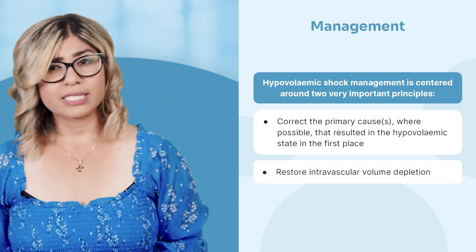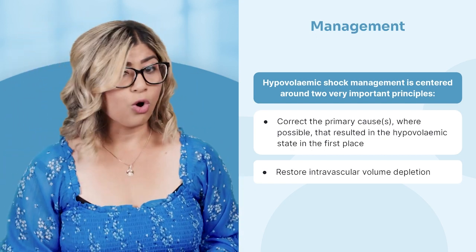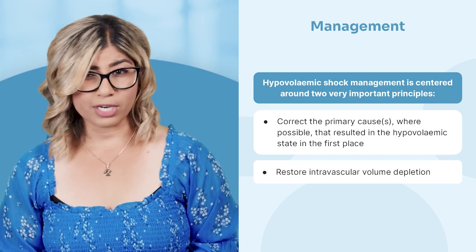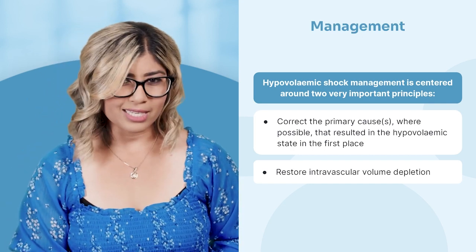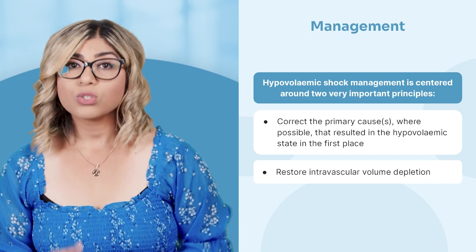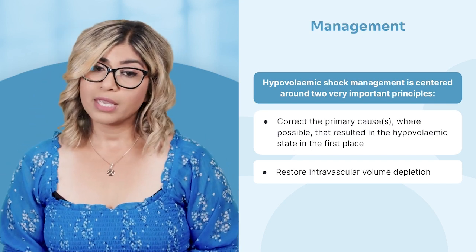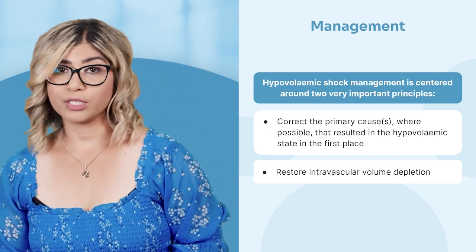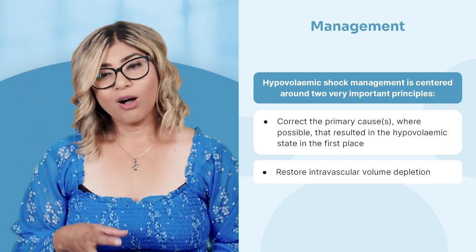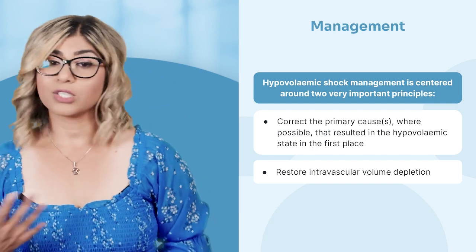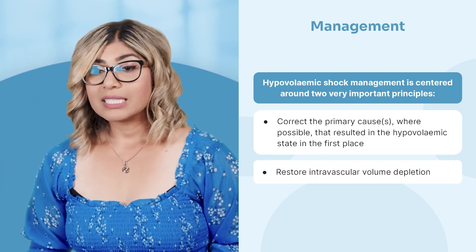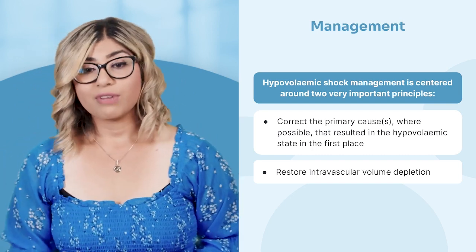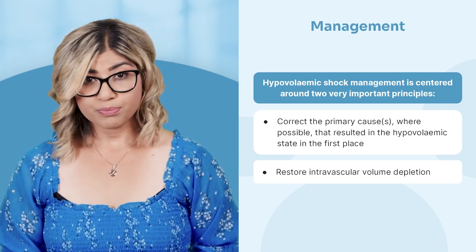In regards to correcting the primary cause when dealing with whole blood loss, this is relatively straightforward while not always easy. It comes down to finding the source of the bleed and stopping it. However, conditions that predispose the patient to plasma fluid losses due to third spacing often require the condition to run its course. And that brings us to restoring our intravascular volume depletion.